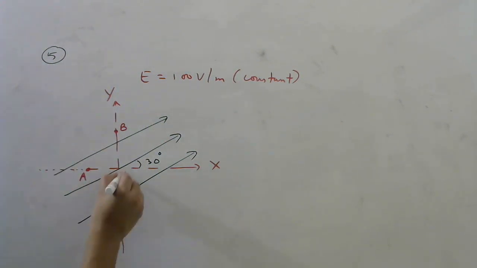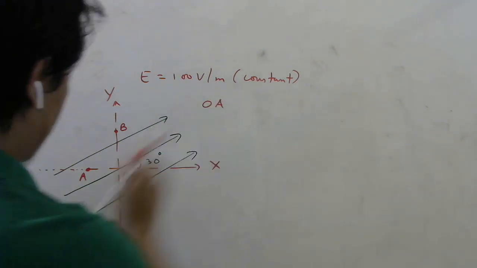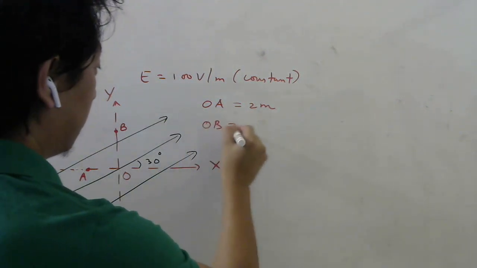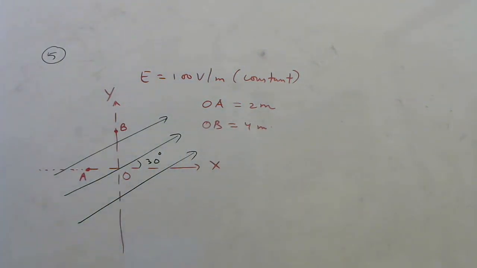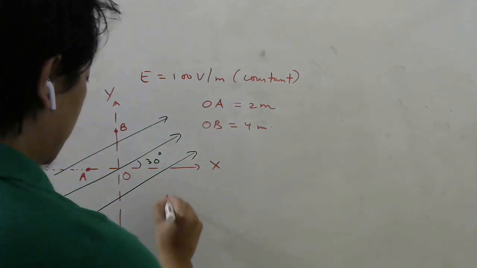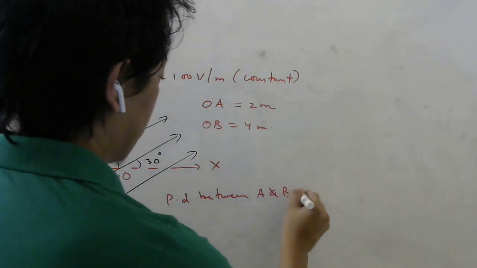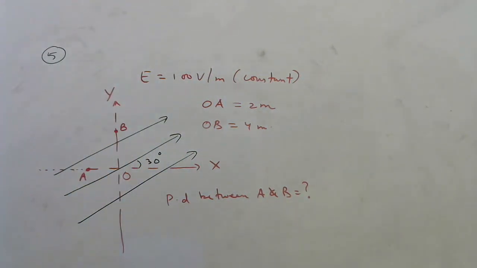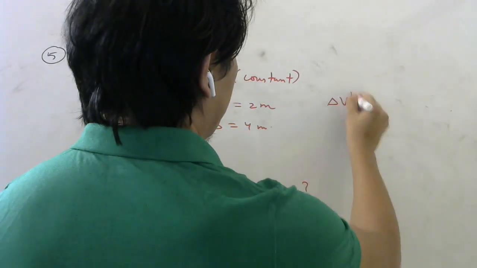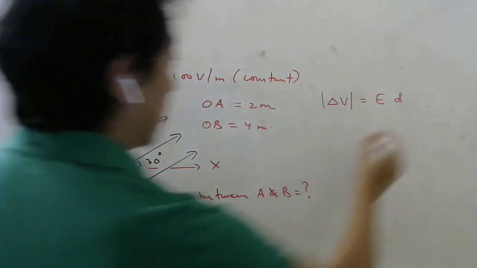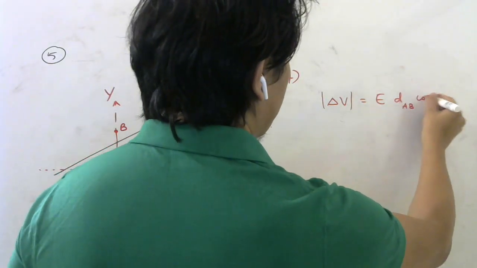How do I know this? Because in the question they told OA distance is given as 2 meter, and OB distance is given as 4 meter. OA is 2 meter, OB is 4 meter, correct. We have to find potential difference between A and B. Since electric field is constant, we can write directly potential difference equals E D between A and B cos theta.